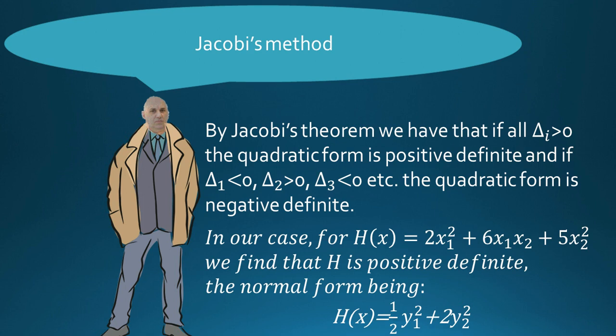In our case, for h(x) = 2x1² + 6x1x2 + 5x2², we find that h is positive definite, the normal form being h(x) = (1/2) y1² + 2 y2².